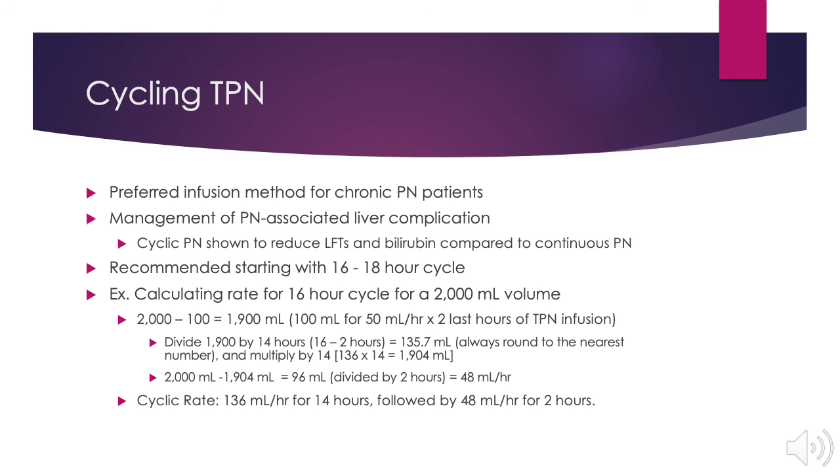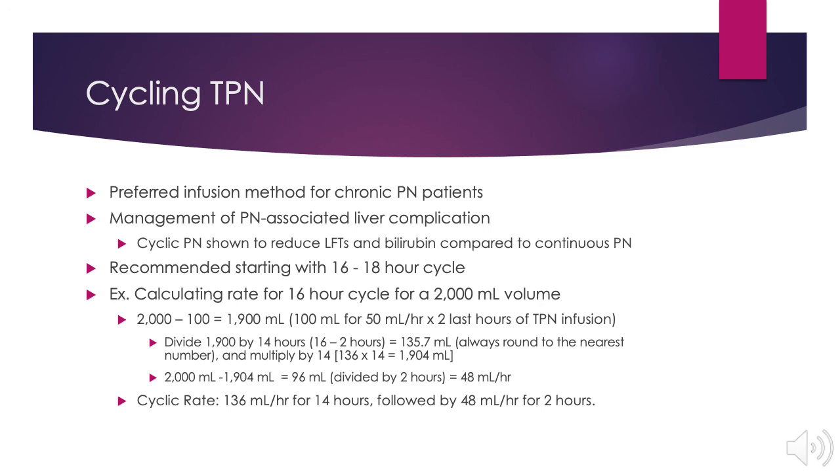So it would be 1900 divided by 14 hours, which is approximately 135.7. Always round to the nearest number, and then multiply it to get back to what the full volume will be infused after 14 hours. In this example, it will be 1904 mLs.